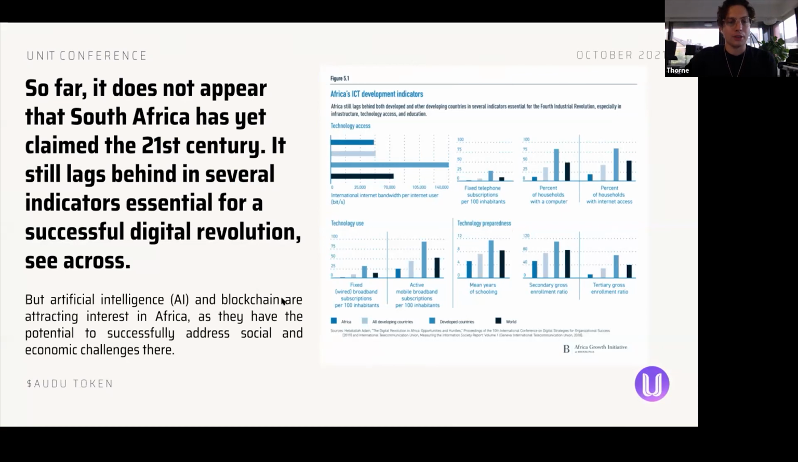But artificial intelligence, AI, and blockchain are attracting interest in Africa as they have the potential to successfully address social and economic challenges there. Again, I think it has to be implemented in a very, very careful and thoughtful way, so it doesn't actually cause too much disruption, because there's definitely a very big learning curve that needs to take place. But yes, it's going to be a very, very interesting time.